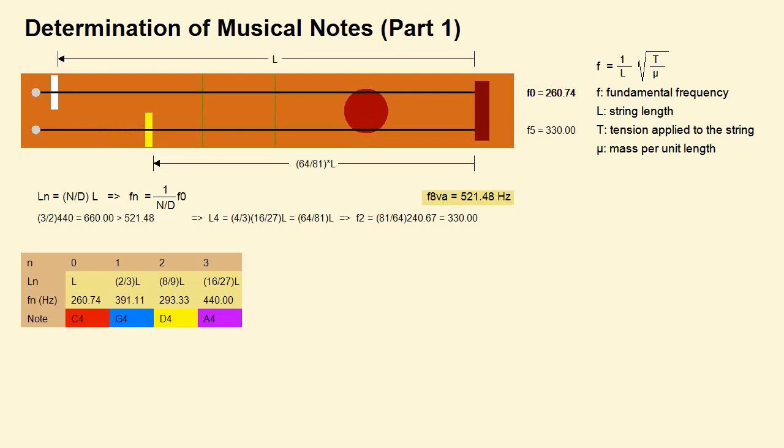This setting of 64/81 of the string length produces a sound of the whole of both strings that is pleasing to the ear. We set it in the table.